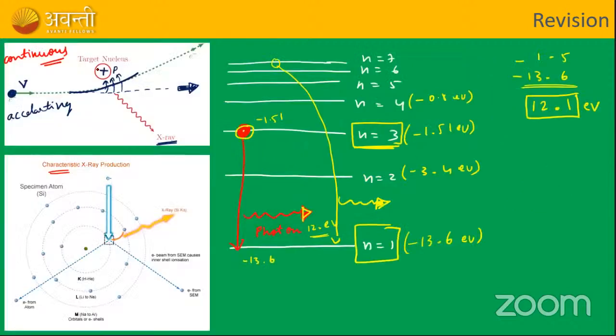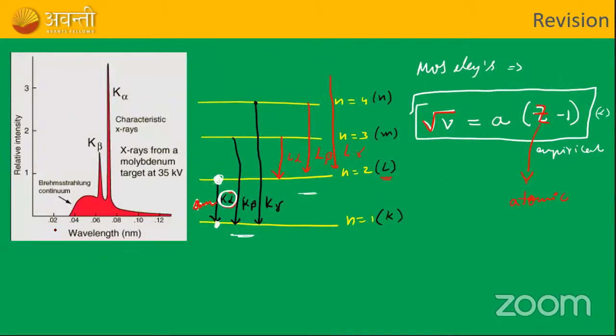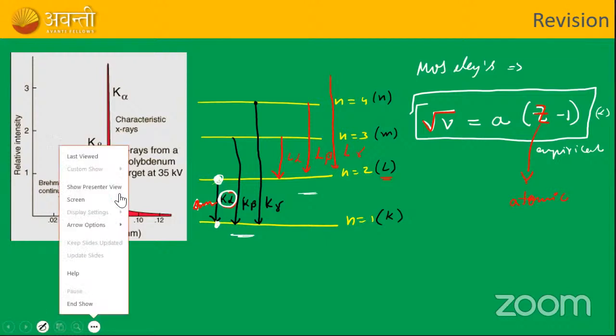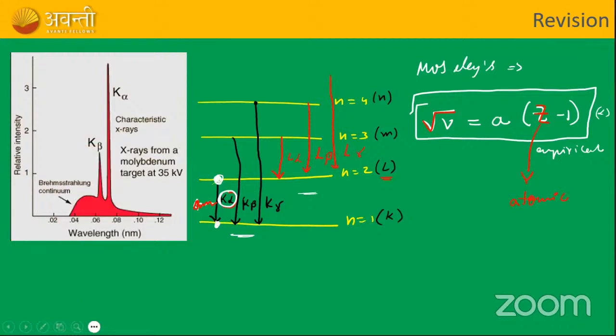If this nucleus is very big, if it has a lot of protons, attraction will be very high. If it has less number of protons, attraction will be very low. So therefore, it depends on the atomic number also. Okay, very simple. So let me summarize the whole thing. There are two types of X-ray: continuous and characteristic X-ray.